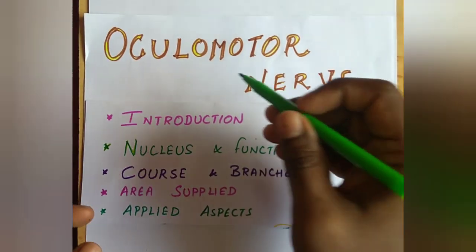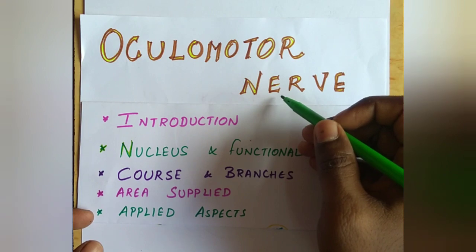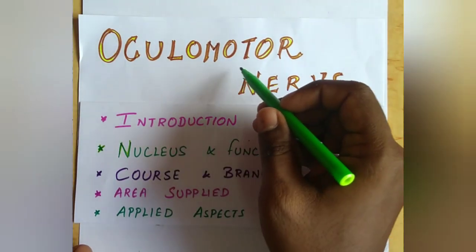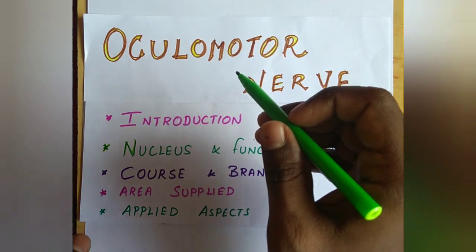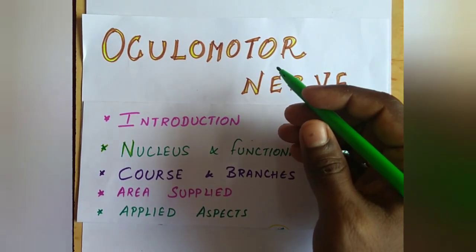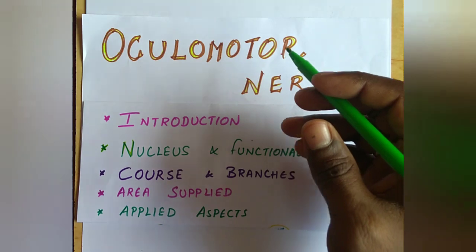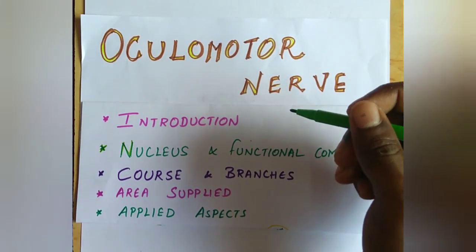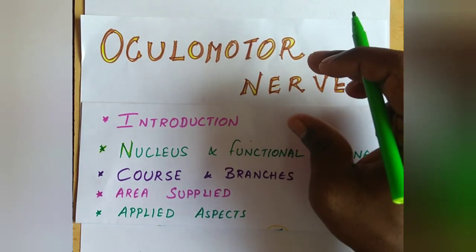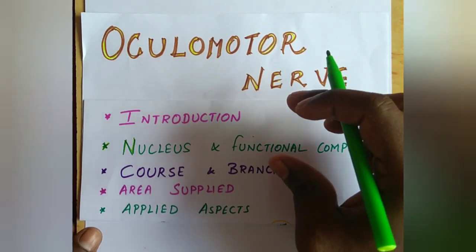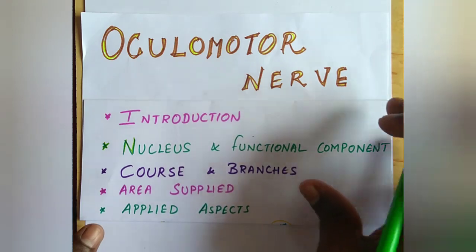Coming to the introduction, the oculomotor nerve is the third cranial nerve. Oculo means eye, motor means movement of the eyeball. So most of the extraocular muscles of the eyeball are supplied by the oculomotor nerve. We'll see that in detail. First, the oculomotor nerve starts from the midbrain. So we'll see how it arises from the midbrain.